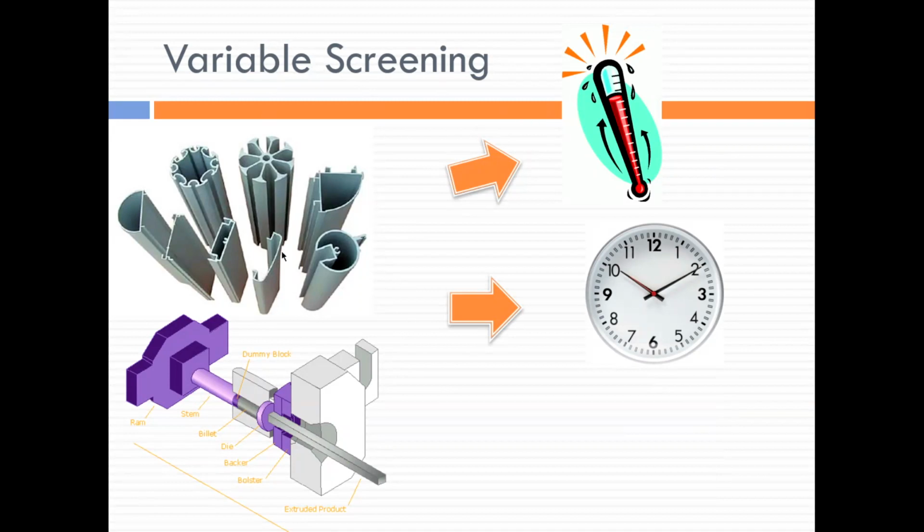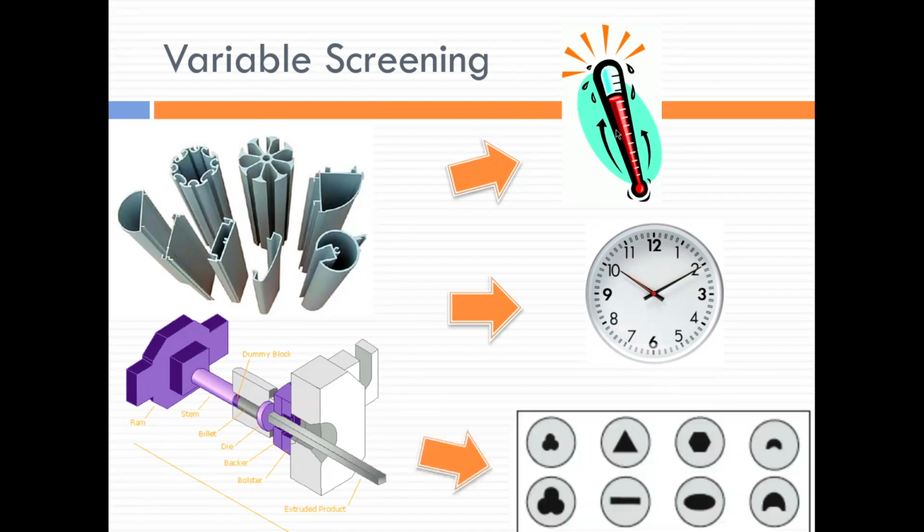So temperature can affect. So we are studying temperature, pwede rin time, pwede rin yung die shape. Okay, so if you have multiple factors, usually in variable screening, you have multiple factors that by your experience, you know, it can affect the response variable, and you are trying to test that hypothesis, kung nakaka-affect nga ba siya or not.